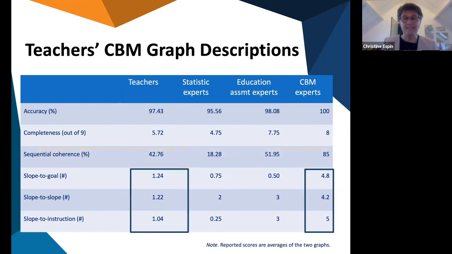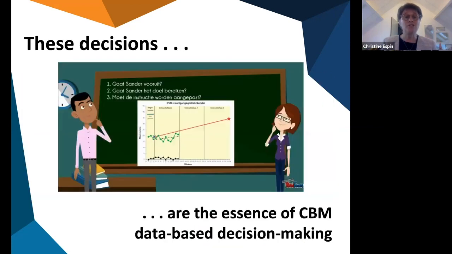And that is these particular parts of reading the graph, making those slope to goal, slope to slope, and slope to instruction comparisons, where you see that even though teachers were better than the statistics experts, they were far worse than the CBM experts, and also not as good as the education assessment experts. And this part of graph reading is really important because these are the essence of CBM data-based decision-making. This is how you use the data to actually make decisions about your instruction.